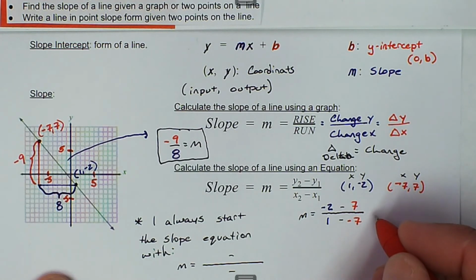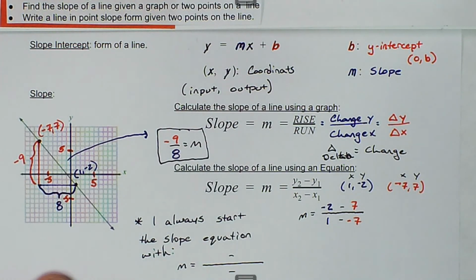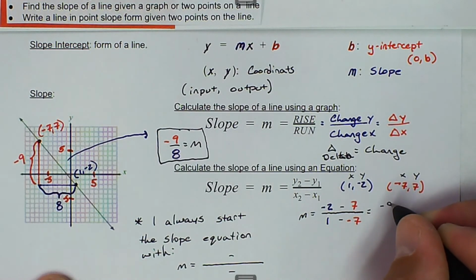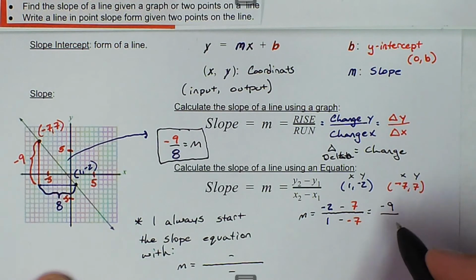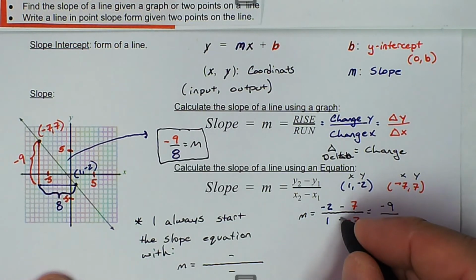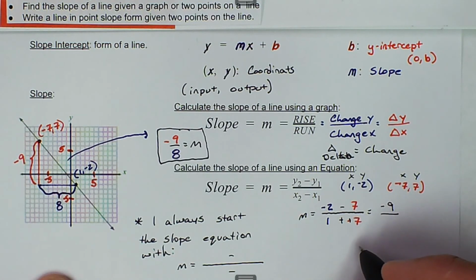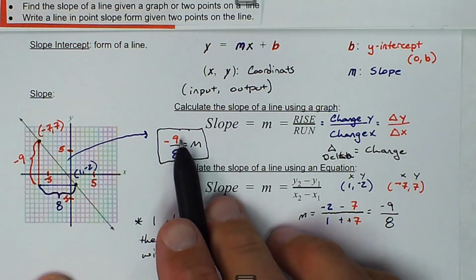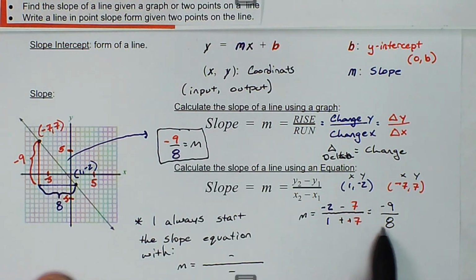So in the numerator, we end up with -2 minus 7, which is -9. And then in the denominator, we have 1 minus a -7, which is actually, remember, if we have negative in a row, we actually add that. So that ends up to be 8. So here we have -9 over 8. So those are both the same slope.